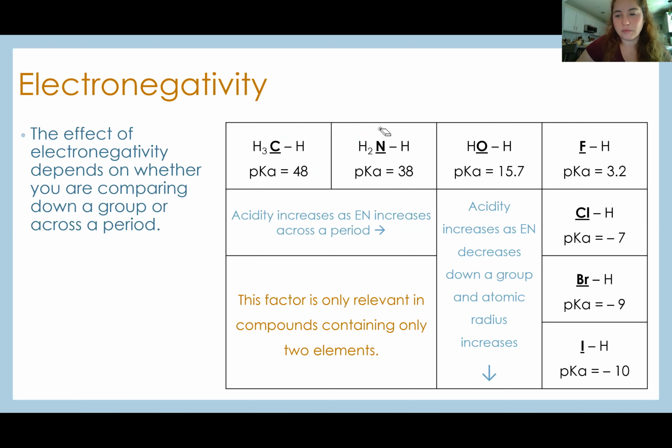And then I've arranged them in the order of the periodic table. So as you go from left to right across a period, so in a single row, that's the only way that you can do this comparison. You have to stay in a single row or a single column. Acidity will increase as electronegativity increases. The reason why is that you are creating a more polarized bond.